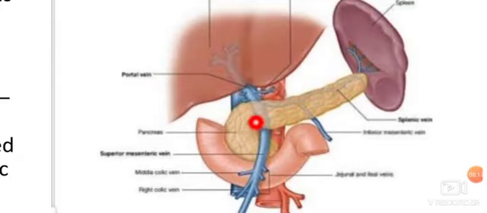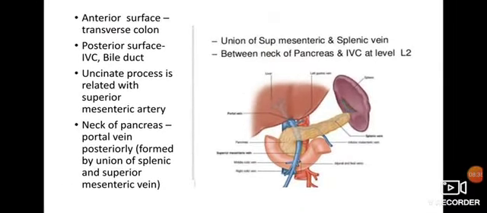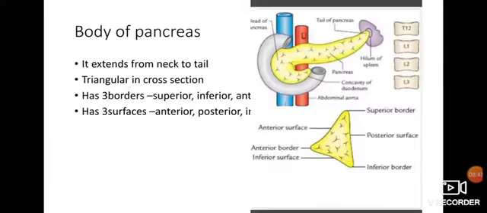Then the portal vein, how does it form? This is formed by the vein arising from the spleen, that is the splenic vein, as well as the superior mesenteric vein. Splenic vein and superior mesenteric vein together form the portal vein that goes to the liver. That is an important relation of the neck of the pancreas. So, always the posterior surface of the neck has the formation of the portal vein.